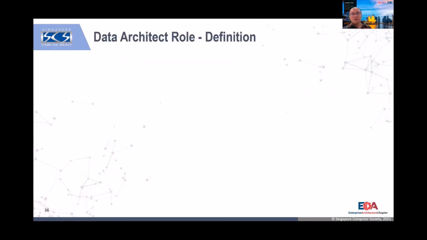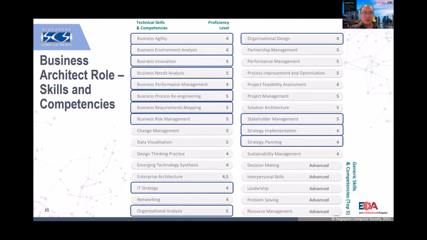Yeah. So the next one is the data architect. So hopefully you get the feel for the role of the business architect. And every architect, if you're not a full-time business architect, you need to perform the role of business architect.